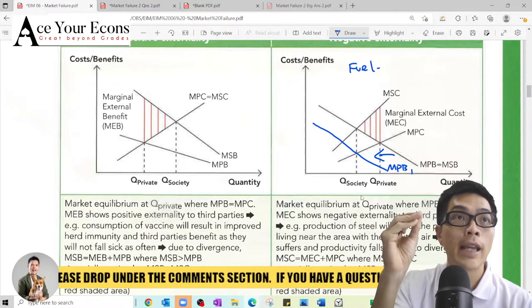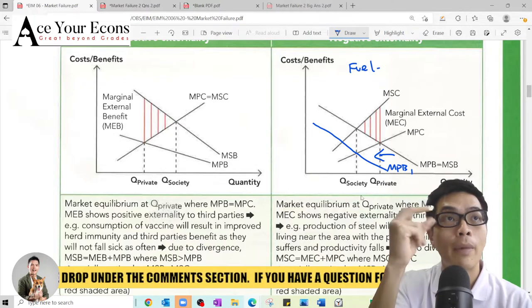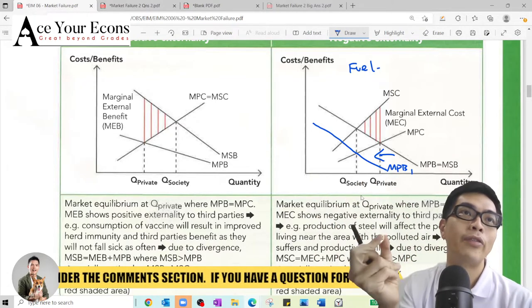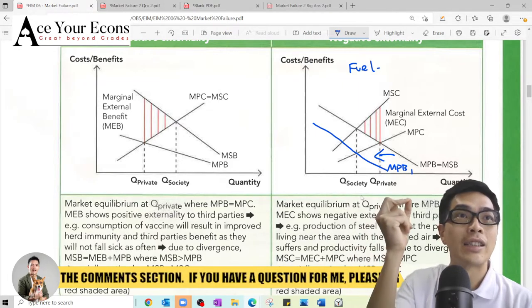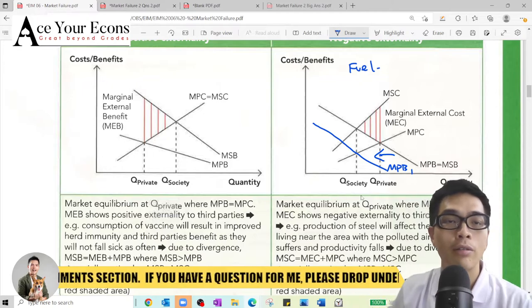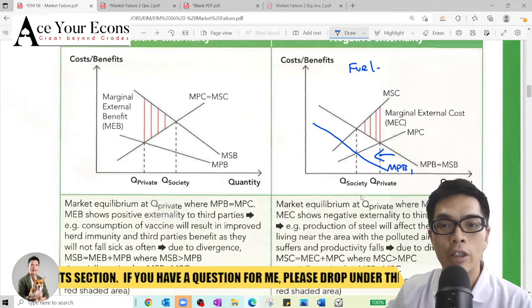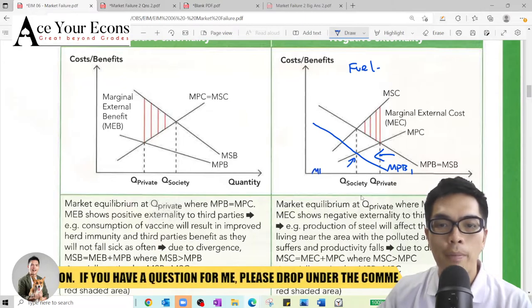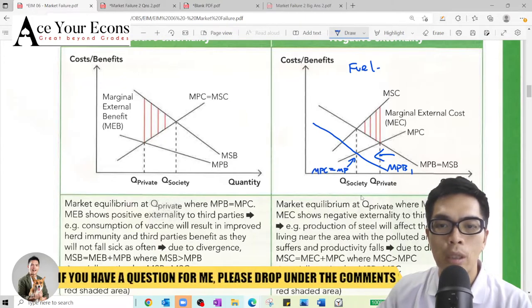So the concept is using the concept of demand relating to a car and derived demand for fuel. And when there's a fall in derived demand for fuel, MPB of fuel will go down. And we will reach the socially optimal level of consumption where MPC equals MPB1.